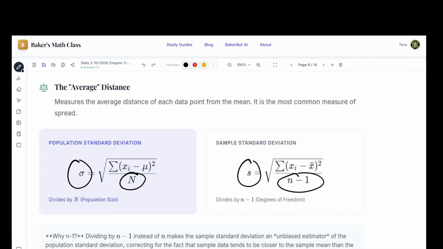So what standard deviation does is it's basically figuring out the average distance between the mean and that value.